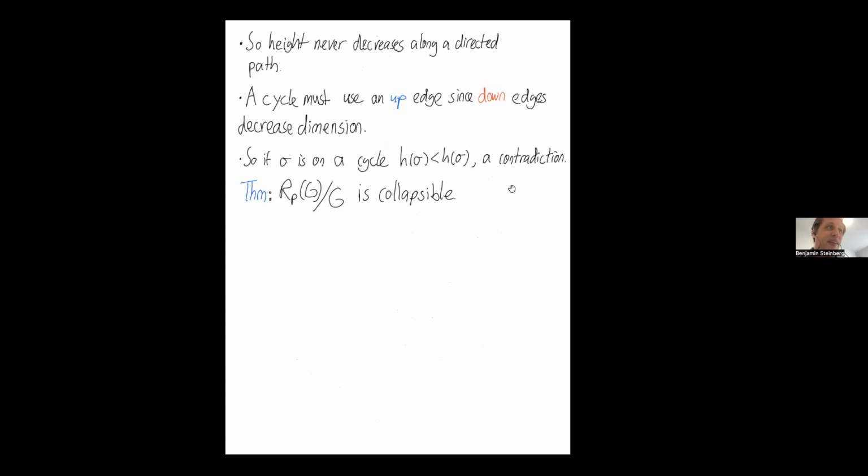So if you just use down edges, you're eventually going to reach a vertex, you can't go down, or a minimal. Anyway, the dimension goes down, so at some point, you're stuck. And if you're stuck, you can't get into a cycle either. So the only way you can have a cycle is you have to use at least one up edge. But if you use any up edge, the height goes up, and then it never goes back down again, because no edge brings you down. So if sigma lies on a cycle, its height is strictly less than its height, which can't happen because the height is a number. And so that's a contradiction. So it's acyclic, and therefore you can collapse this.